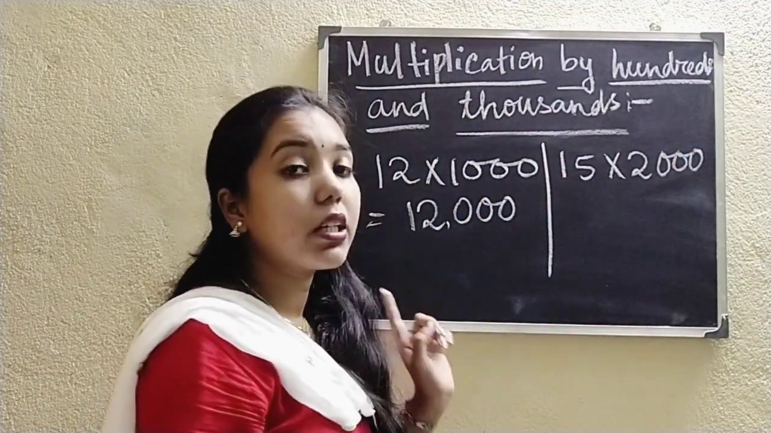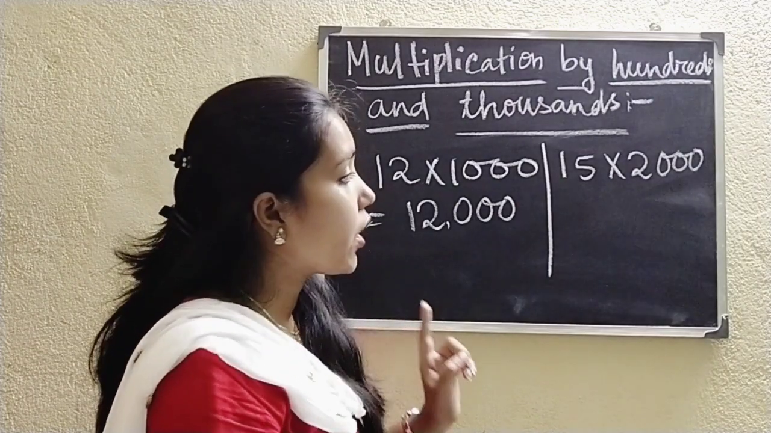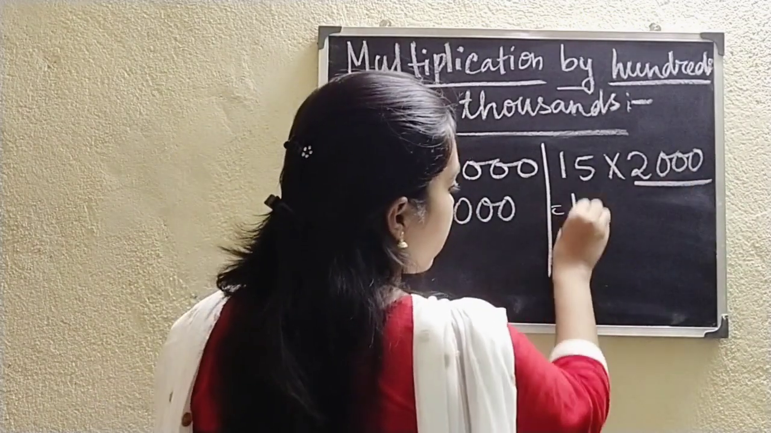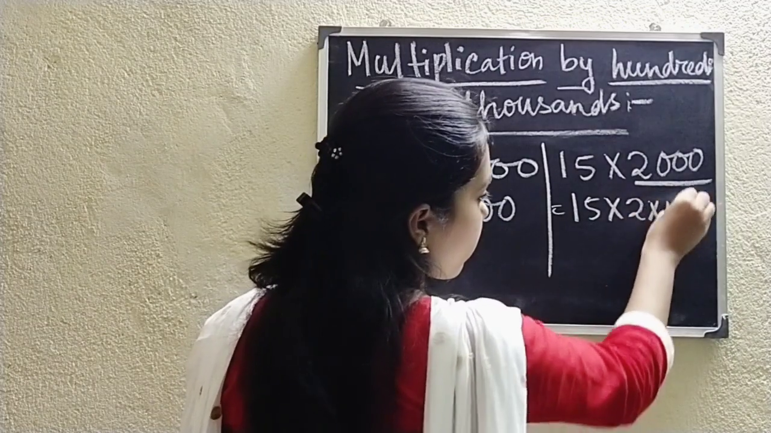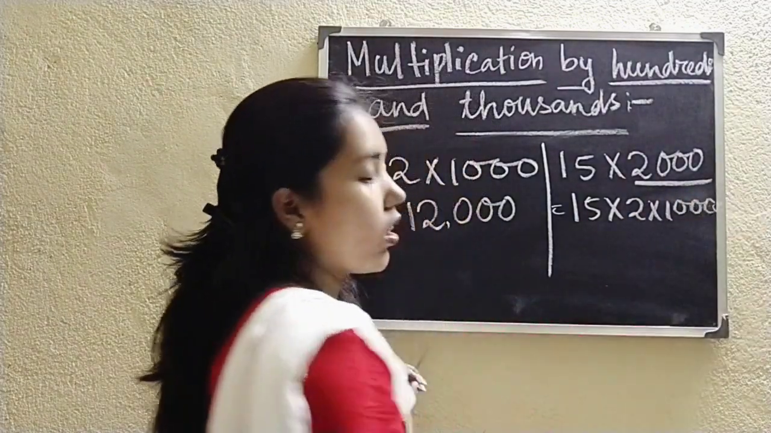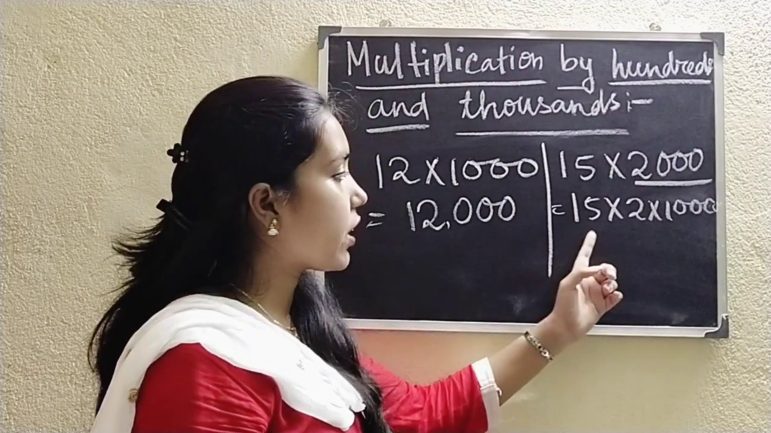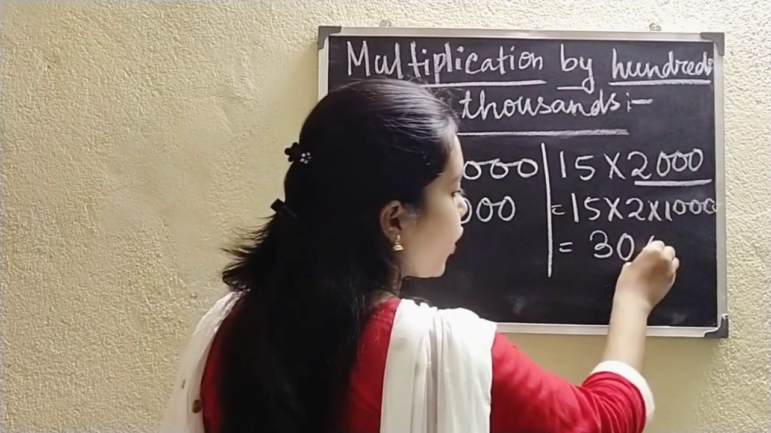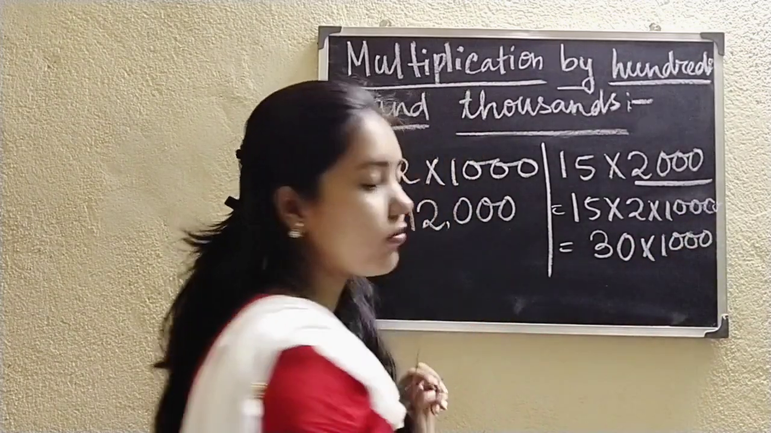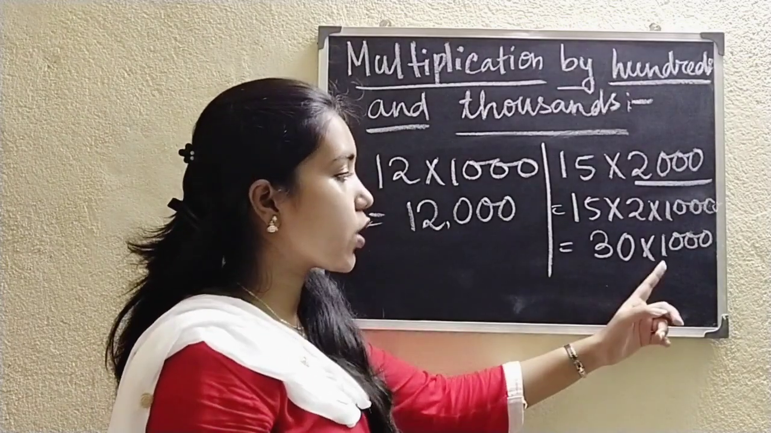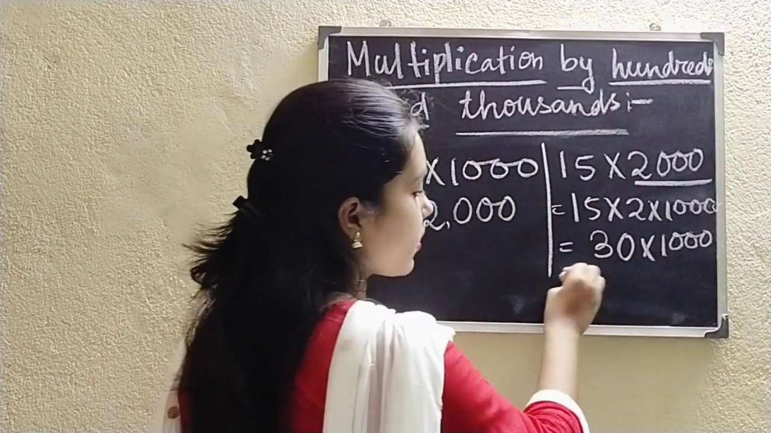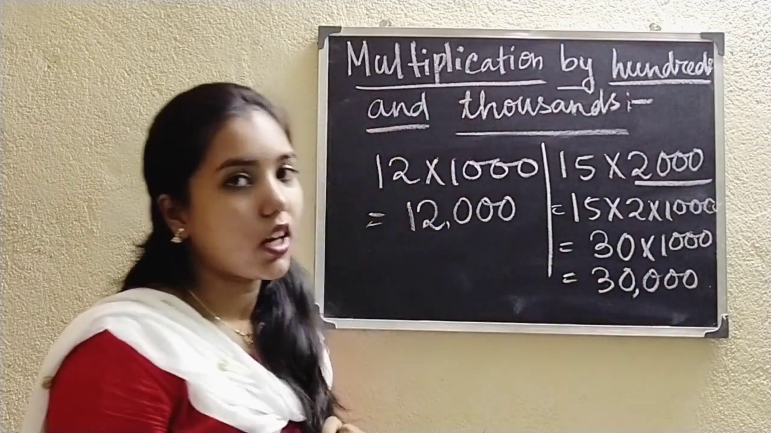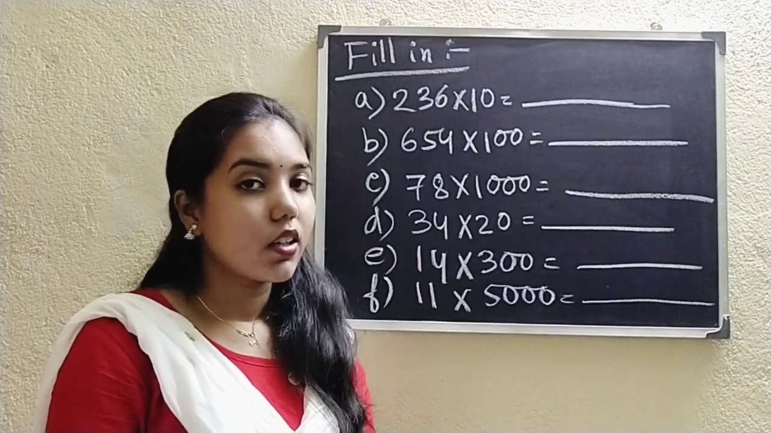Similarly, as in multiplication by tens and hundreds, here we will group 2000 as 2 into 1000. At first, we multiply 15 by 2. 15 twos are 30, into 1000. Now we simply put 3 zeros on the right side of 30 to get our answer. And our answer is 30,000. Now students, let us solve these.